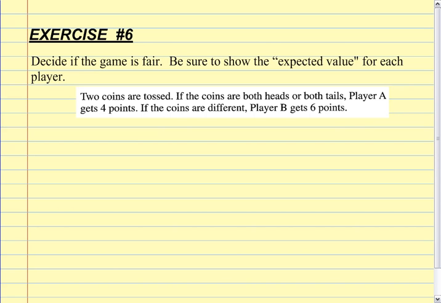How many players do I have? Suzette? 2. I've got player A and player B. Okay? How do I find the expected value? How do I do that? How do you come up with it, what makes up the expected value?